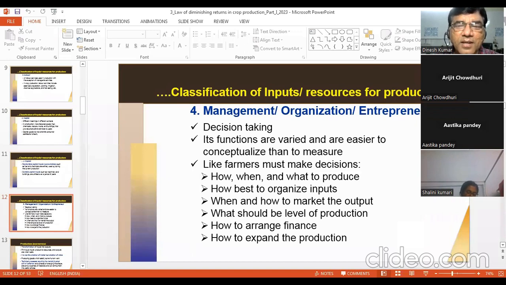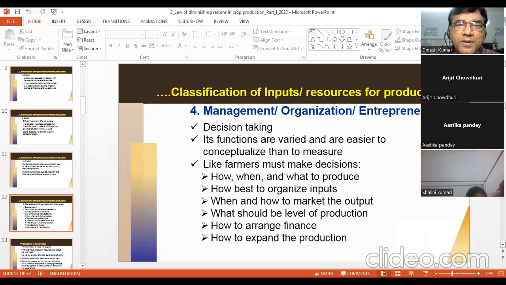So what decisions are taken by the farmer, the manager? How, when, and what to produce? How best to organize inputs, the combination of inputs? When and how to market the output? What should be the level of production? How to arrange finance? How to expand the production?